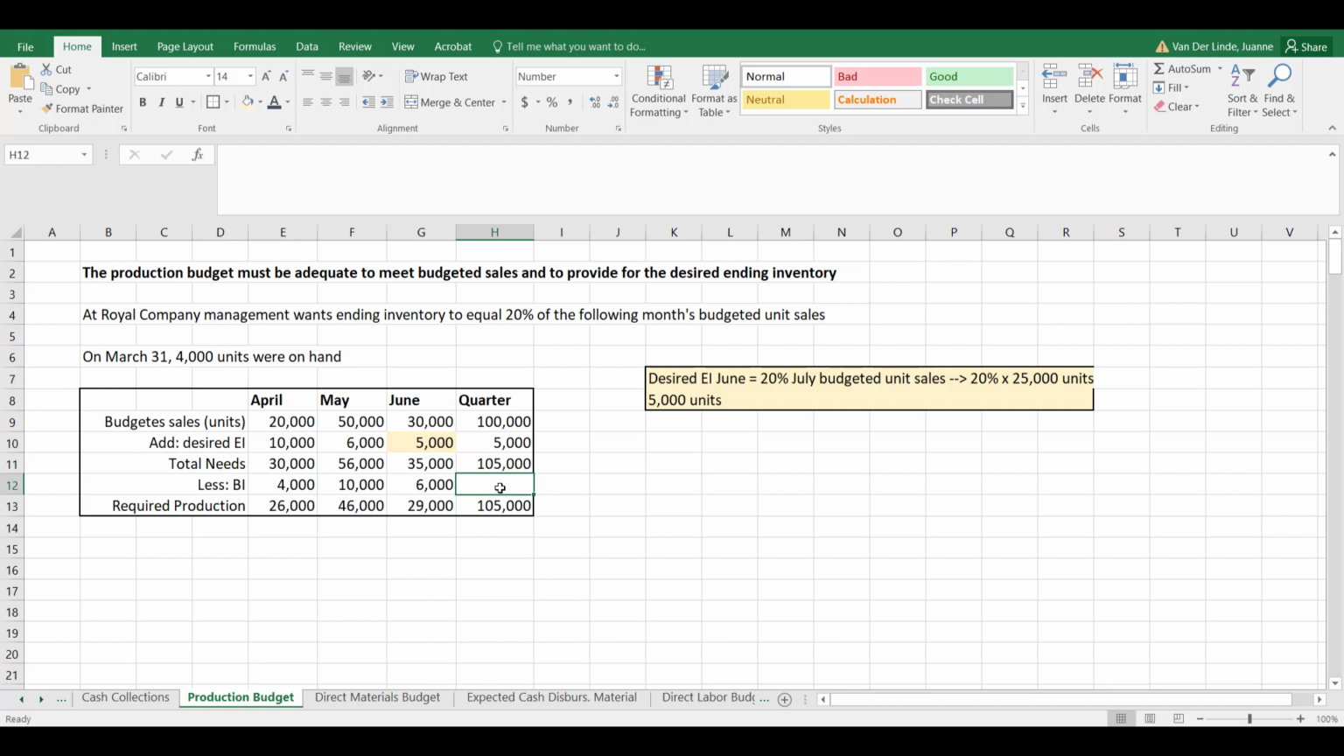Now, what's the beginning inventory for the quarter? Well, what's the beginning of the quarter? The beginning of the quarter was April, so the beginning of April is the same as the beginning of the quarter. So the beginning inventory for the quarter is simply the beginning inventory for April there. So the total amount of units we would have to produce for the entire quarter is 101,000. We can also find that by adding the required production together for all the months on their own. So that is how to set up a production budget, and next we will look at how to prepare a direct materials budget.